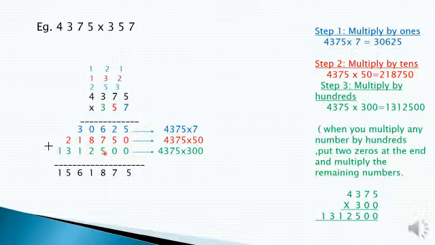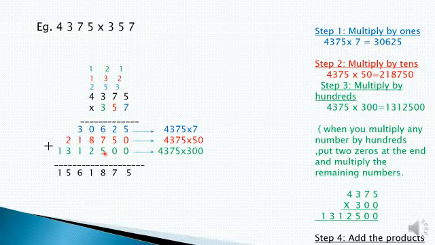And the last step is add the products. You have to add these three products. 5 plus 0 plus 0 is 5. 2 plus 5 is 7. 6 plus 7 is 13, plus 5 is 18.